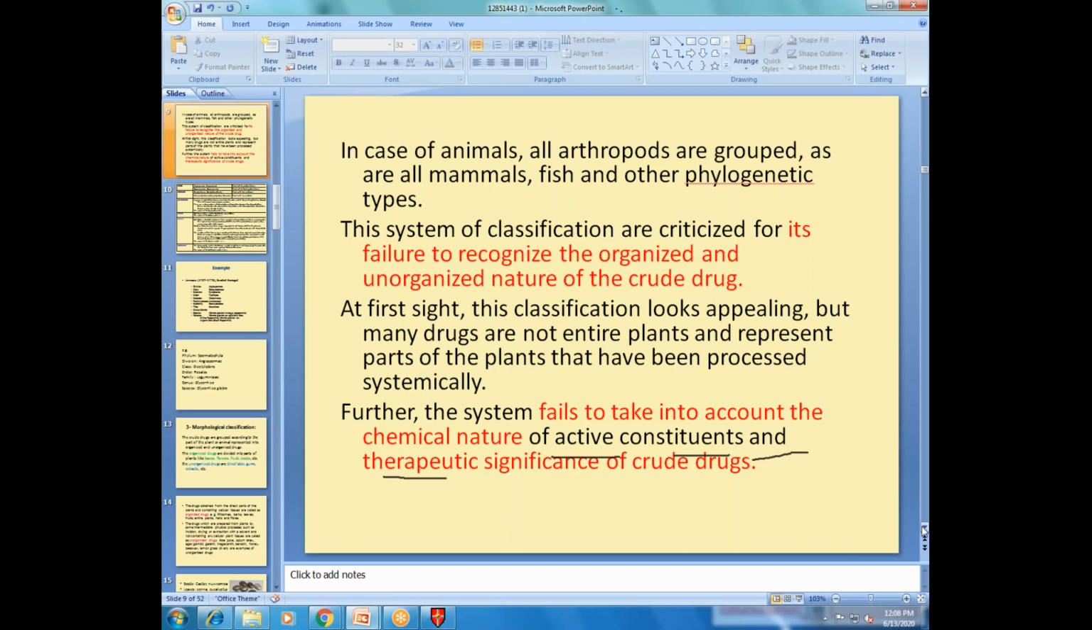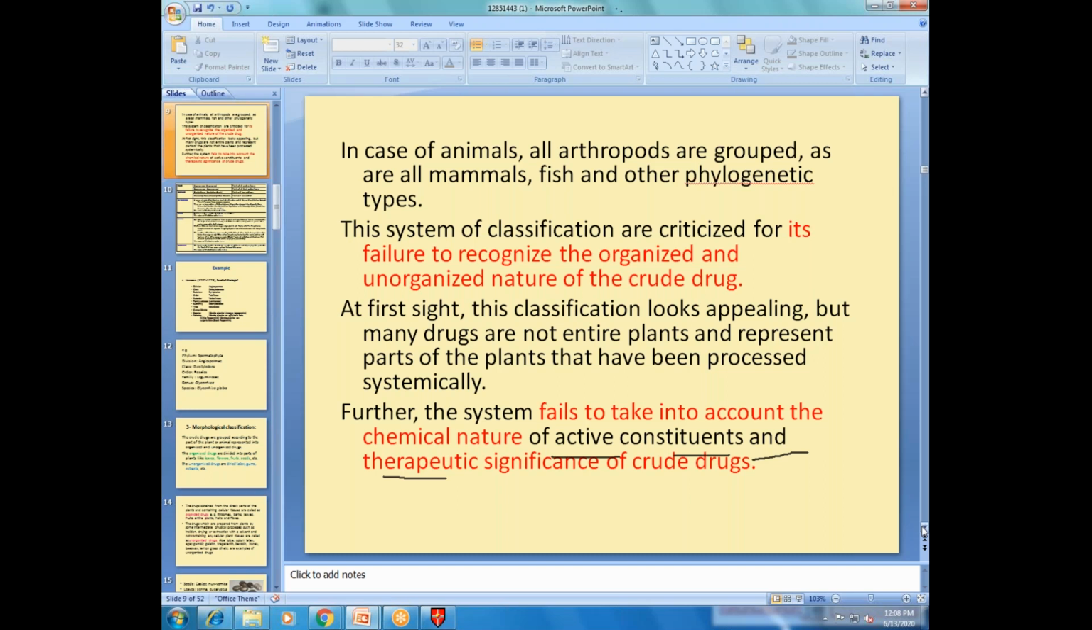They all look alike, their flowers, their fruits, everything. But it looks very good. Okay, this can be categorized into one group. But many drugs are not entire plants. And by entire plants, we mean it grows an entire plant, but we don't consider the same part.